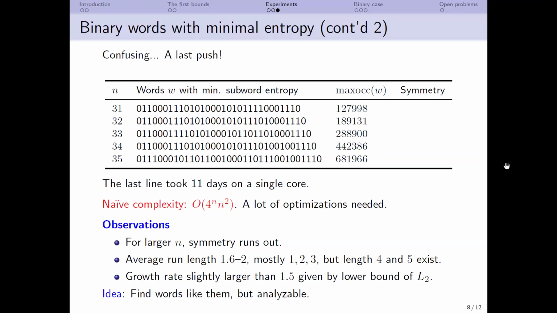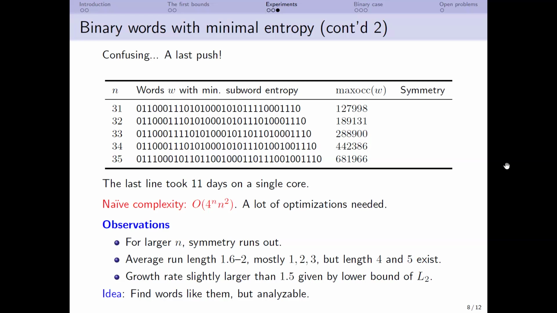So we decided to give it a last push to see what the really long words that minimize the subword entropy are. And here's the result. It took some time to compute. For example, the last line, for size 35, took 11 days on a single core on our server. So it's a small computation, of course. And it's not trivial to do, because if we do it naively, the complexity would be 4 to the power of n, and this is not doable on modern computers. But if we put some effort into optimization, then we can do that.